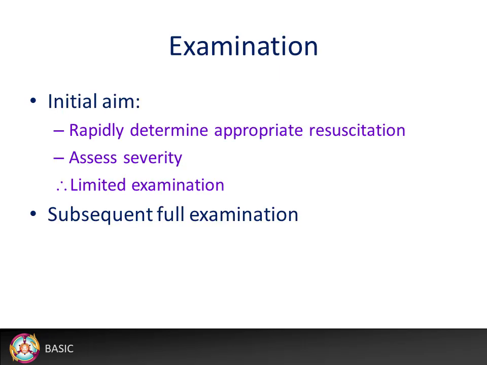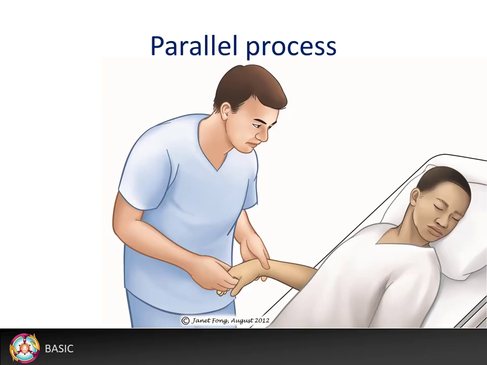As with history taking, a full examination should ultimately be performed, but the initial focus is to rapidly determine how the patient should be resuscitated and the severity of the pathophysiological insult. The initial examination should therefore be a limited examination which should be carried out while simultaneously taking a history. Several elements of the examination can and should be carried out simultaneously. For example, when assessing a shock patient, it's possible to feel the temperature of the peripheries, feel the pulse, examine the JVP, and take a brief history simultaneously.